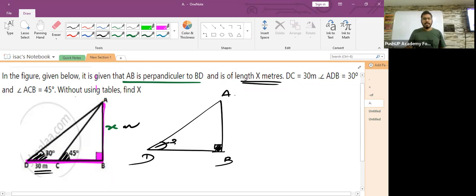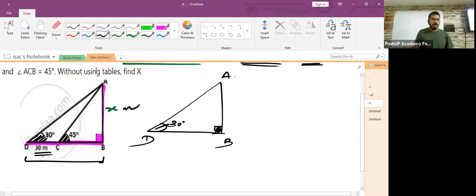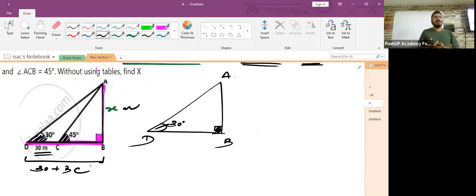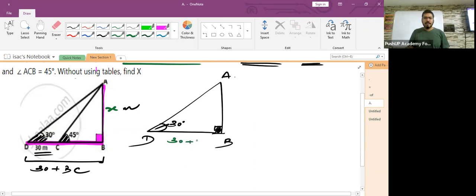90, and angle D is equal to how much? 30 degrees. DC was given to you as 30 meters. Children, can't I say the whole of DB, this one, would be 30 plus BC? The whole of DB was DC plus CB. DC's value was given to me as 30 meters. So I will substitute that value. So DB will become what? 30 plus BC. So here I will write DB as 30 plus BC.